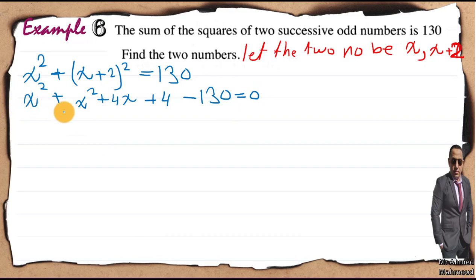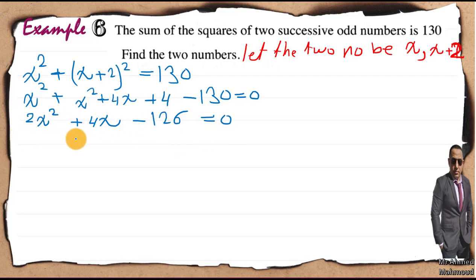Now I have a long expression. In this expression I'm going to add the like terms. x power of 2 plus x power of 2 equals 2x power of 2, 4x drop down plus 4x, and 4 minus 130 equals negative 126, equals 0. Okay, now I have 2, 4 and 126.